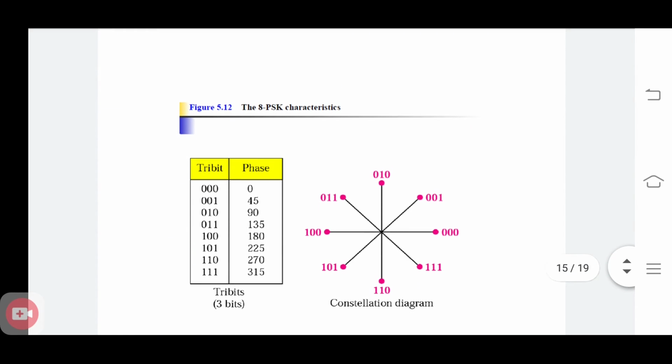If we are using 8 PSK, you can represent 3 bits at a time by using phase shifts of multiples of 45 degrees.